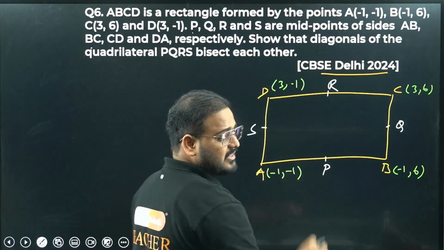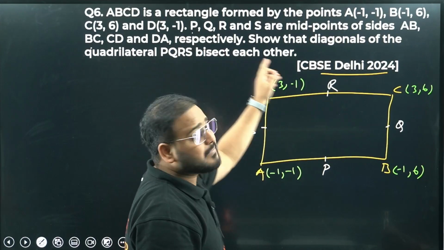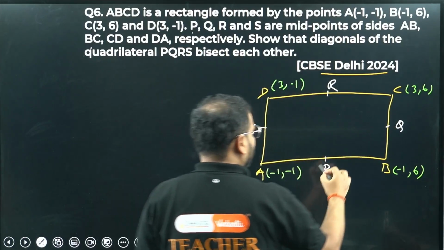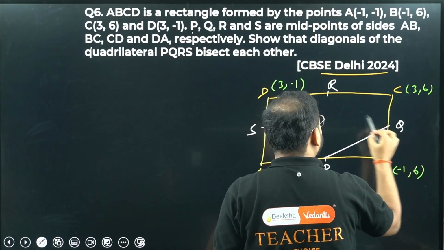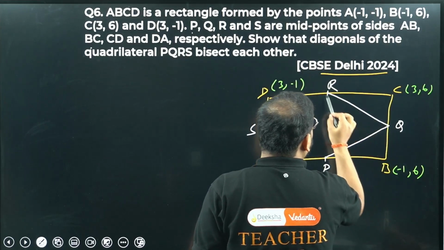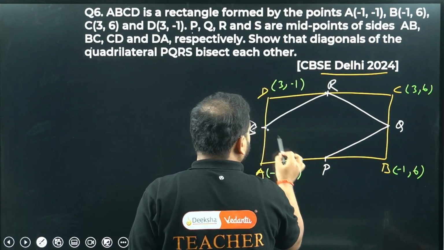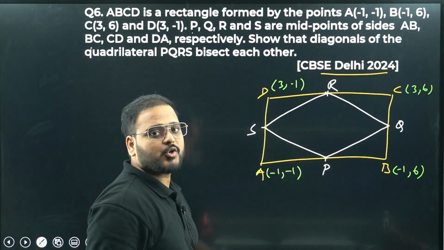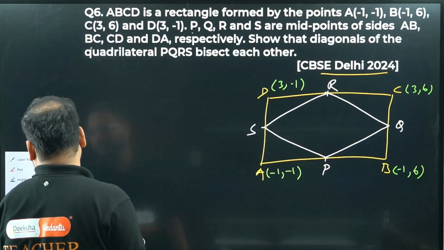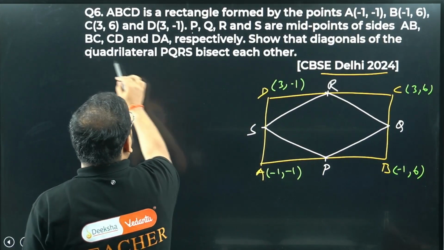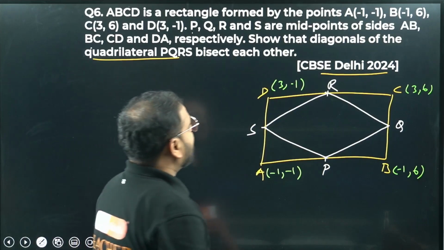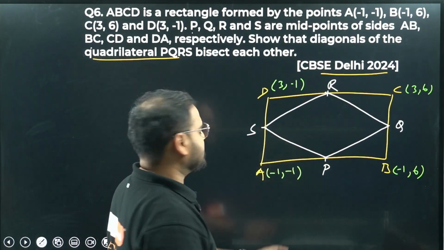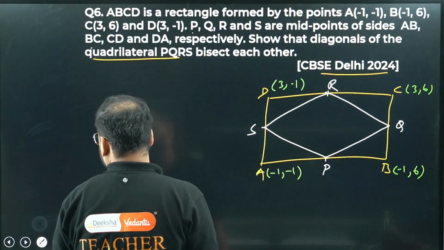How come I've taken it like that, sir? They've said the word respectively, which means in that order. So please join these lines now. PQ, QR, RS and SP. PQRS is also a quadrilateral. They have not said anything else about PQRS. Simply they are saying quadrilateral PQRS. Asking us what? Diagonals of PQRS. Okay, sir. Diagonals, how do they look, sir?